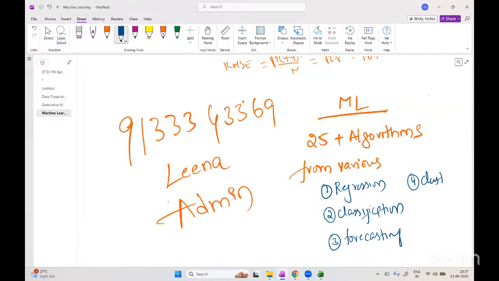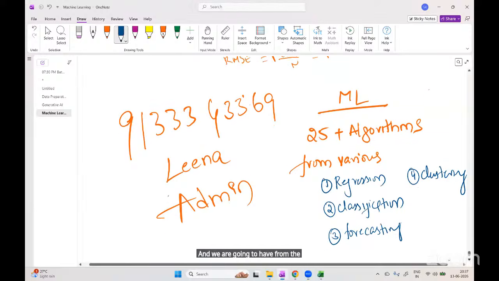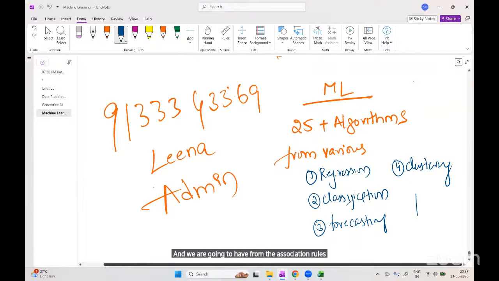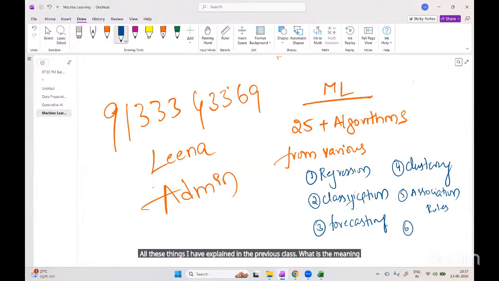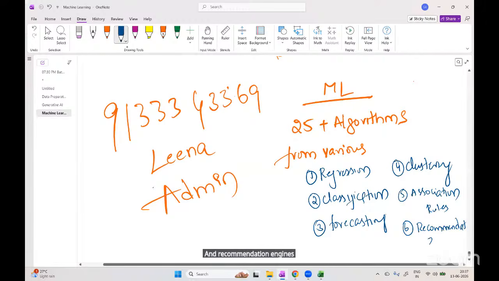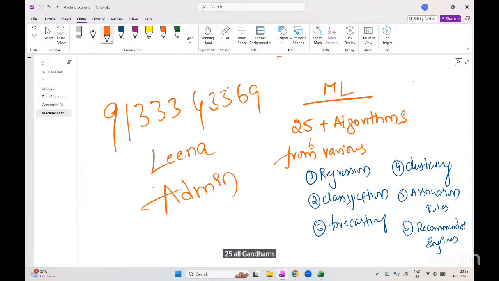From clustering, and we are going to have from the association rules. Okay, association rules. All these things I have explained in the previous class. What is the meaning of association rules and everything, and recommendation engines. From all this, we are going to learn 25 plus algorithms with 6 end-to-end projects. 25 algorithms with 6 end-to-end projects.